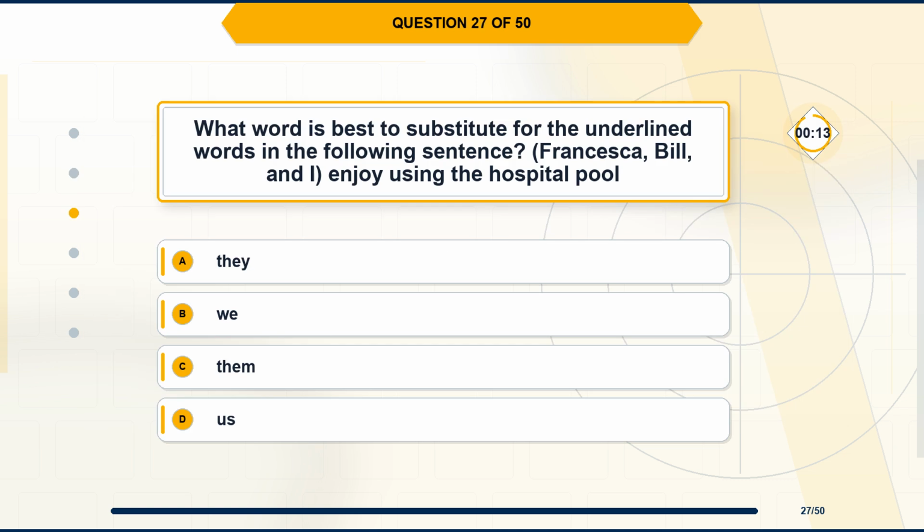Question 27. What word is best to substitute for the underlined words in the following sentence? Francesca, Bill, and I enjoy using the hospital pool. Option A, they. Option B, we. Option C, them. Option D, us.